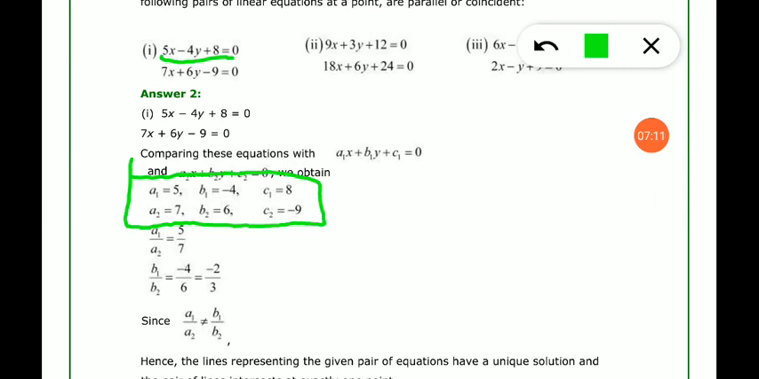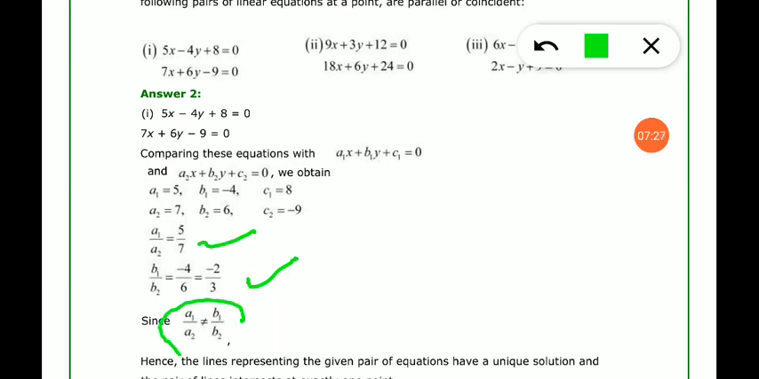And then we find out the ratios. a1 by a2 will come 5 by 7, b1 by b2 will come minus 2 by 3. Since we got here a1 by a2 is not equal to b1 by b2, we don't need to find c1 by c2. And since both are not equal, it means that it has a unique solution and hence the lines are intersecting.